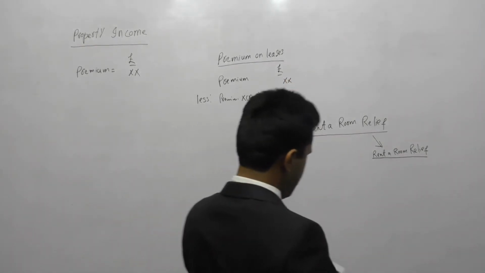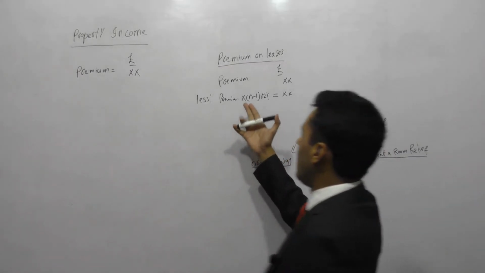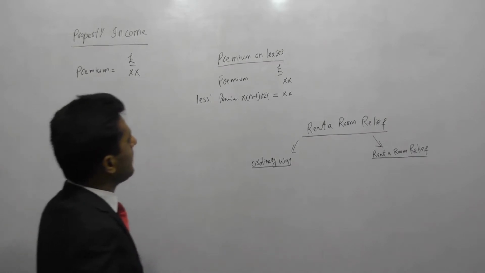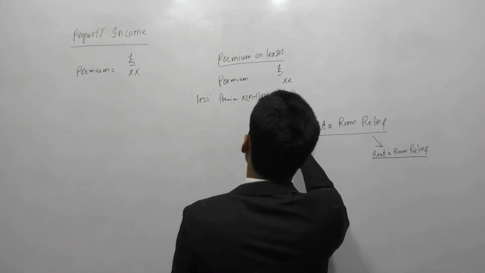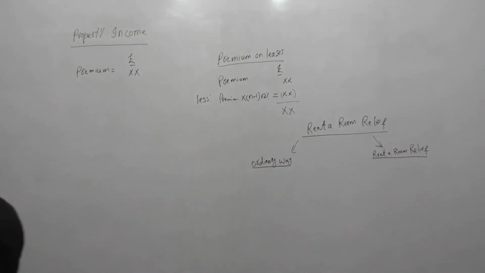Alright, so first we will take the premium. Then what we do is we deduct 2% of what? We take the premium and then we deduct premium multiplied by n minus 1 into 2%. So that is the amount which will be deducted out of the premium. So the final figure, this is the figure which will go in here in the premium section. Alright, so this will be our premium.